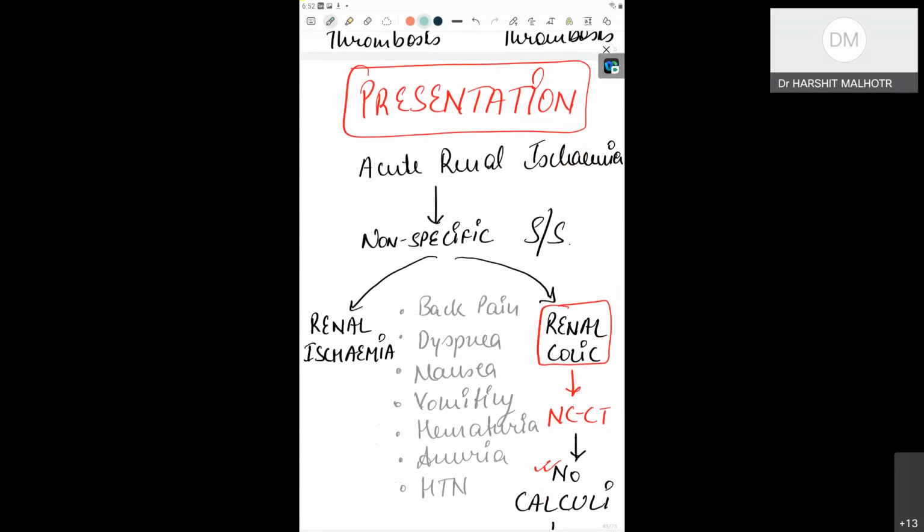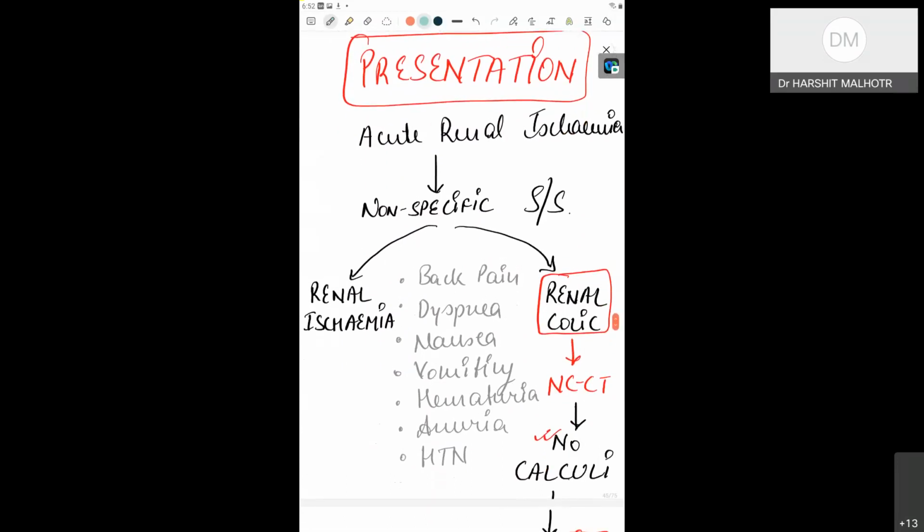So now, how does acute renal ischemia present? In a case of acute renal ischemia, sadly, the patient presents to us with non-specific signs and symptoms. And if we just look at the signs and symptoms written in the gray, the patient presents with back pain or abdominal pain, dyspnea, nausea, vomiting, hematuria, anuria, or hypertension.